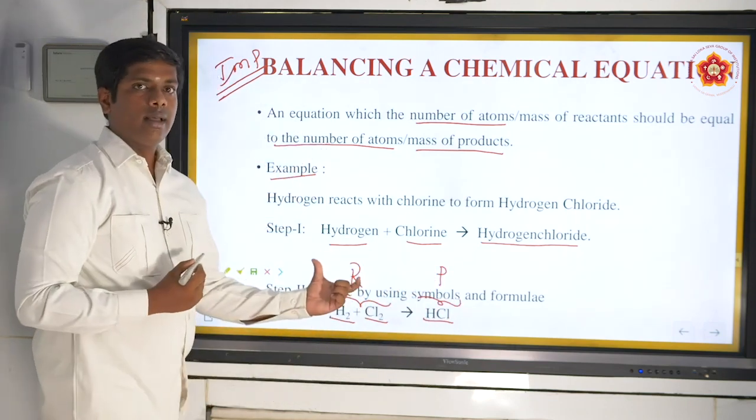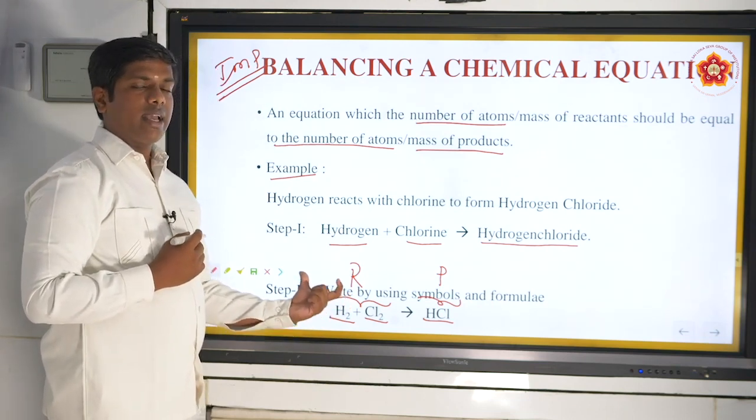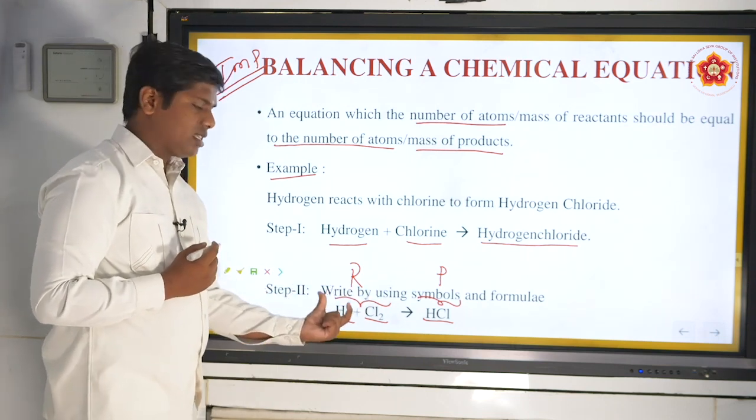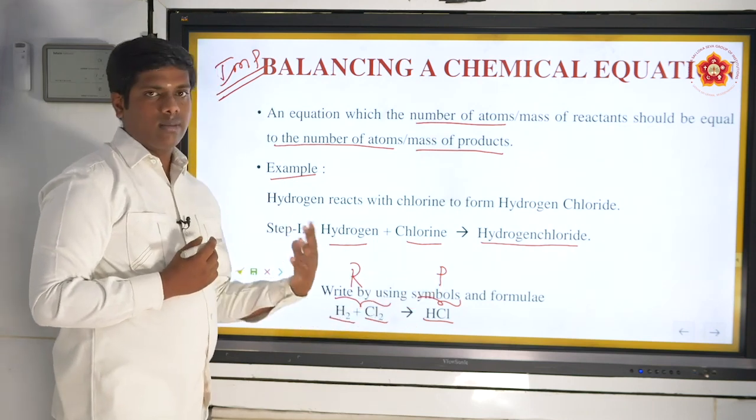Most important. Reactants means, in a chemical equation, the two or more substances that react are known as reactants, whereas the substances formed in a chemical equation are known as products.